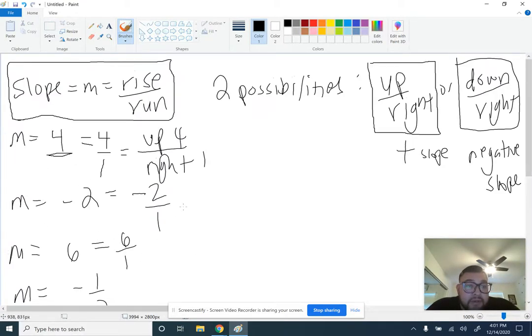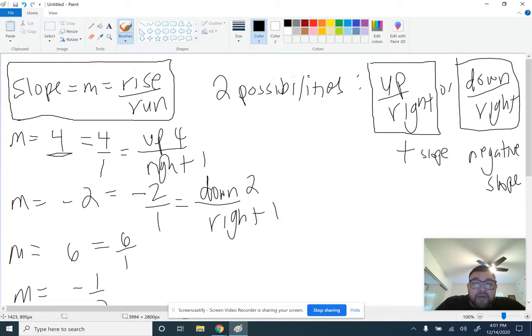For this second one, we have -2 over 1. So since I have a negative slope, this means I'm going to go down a certain amount of units and right a certain amount of units. So I'm going to go down 2 and I'm going to go right 1.